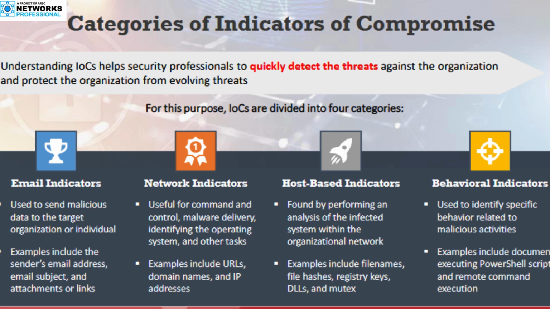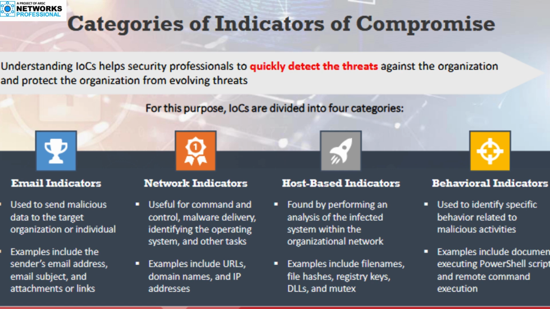Categories of indicators of compromise. The cybersecurity professionals must have proper knowledge about various possible threat actors and their tactics related to cyber threats, mostly called indicators of compromise, IOCs. This understanding of IOCs helps security professionals quickly detect the threats entering the organization and protect the organization from evolving threats. For this purpose, IOCs are divided into 4 categories.